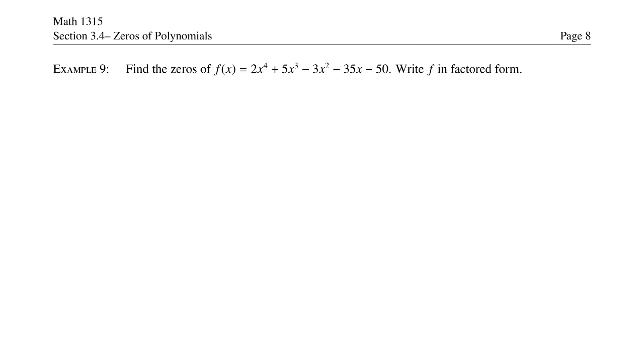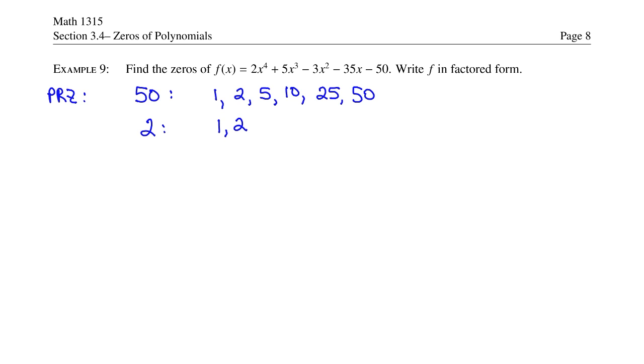Let's look at example 9. Find the zeros of f of x is equal to 2x to the 4th plus 5x cubed minus 3x squared minus 35x minus 50. So let's start with the PRZ. We need the constant term, 50, and its factors. 1, 2, 5, 10, 25, and 50. And the lead coefficient's factors, 1 and 2.